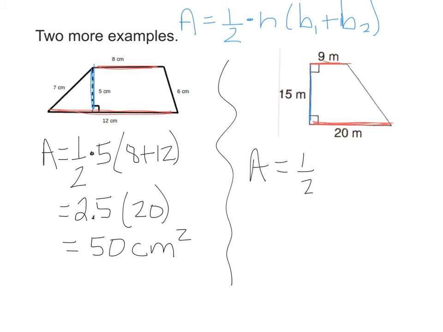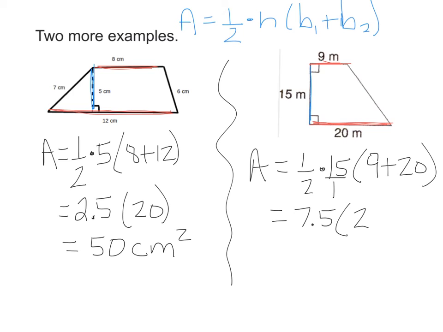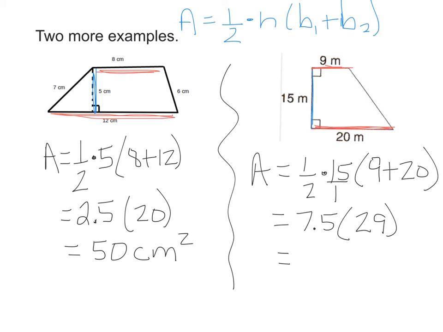So I have 1/2 times 15, and then the sum of my bases, so 9 plus 20. 1/2 times 15 over 1 would be 15 over 2, and 15 divided by 2 is 7.5. 9 plus 20 is 29. And when I multiplied those, sorry, I had to go get my calculator, I have 217.5, and that's square meters.